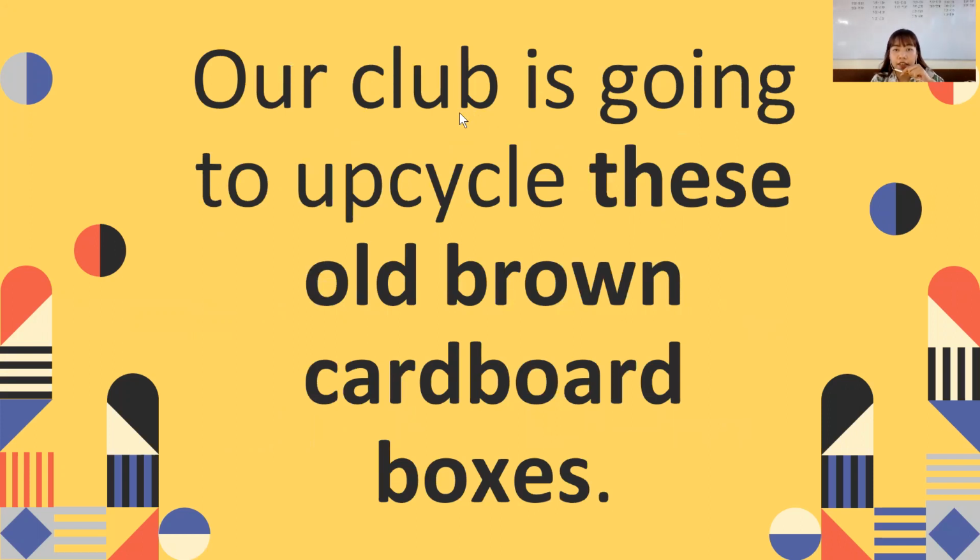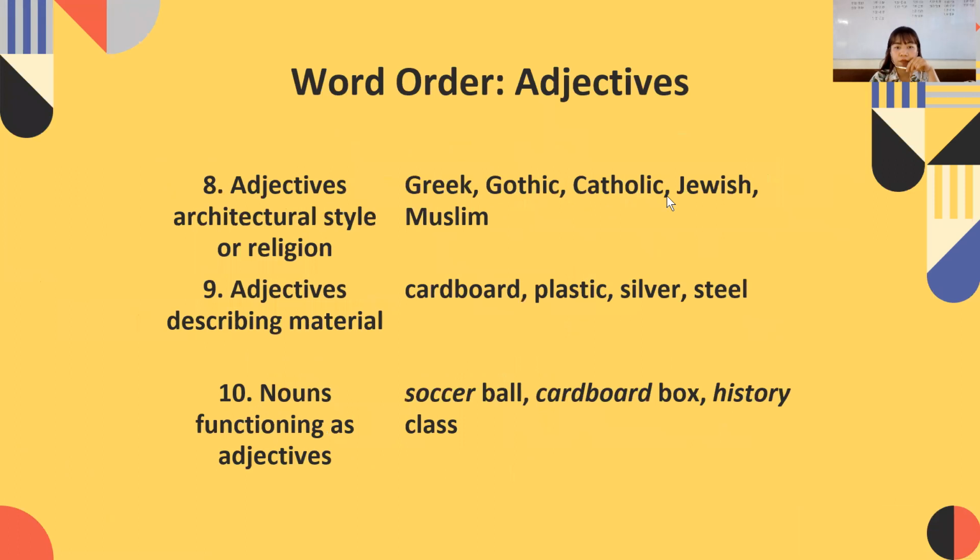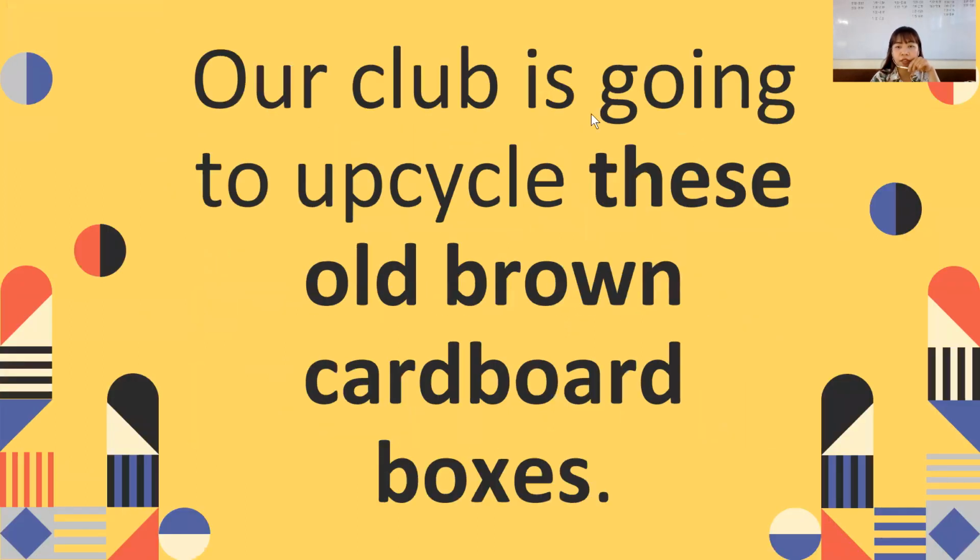Second, we have the second sentence. Our club is going to upcycle these old brown cardboard boxes. So let's look back on our cheat sheet on the sequence of word order in adjectives. So these old brown cardboard boxes. So these is under determiners, this is under your demonstrative. So this, those, these, and that are under demonstrative. So tama, since siya ang nauna, we have here.